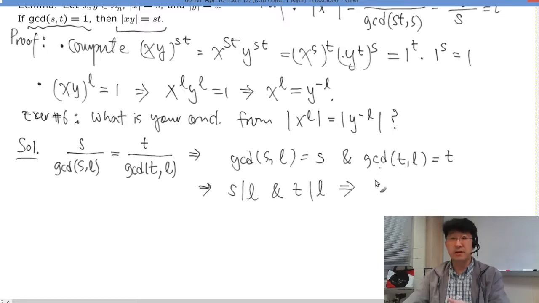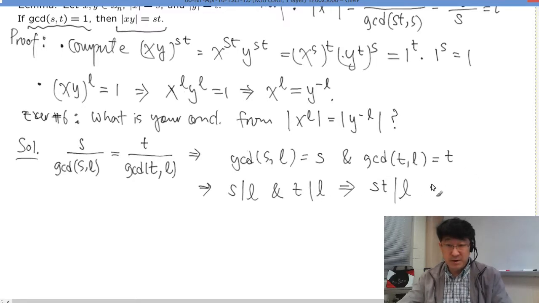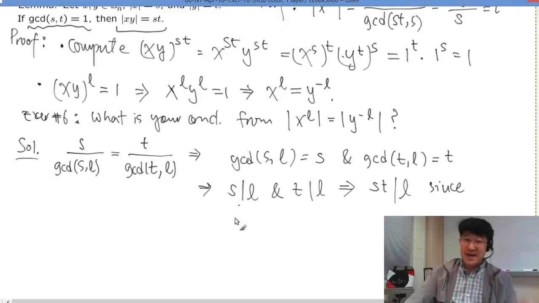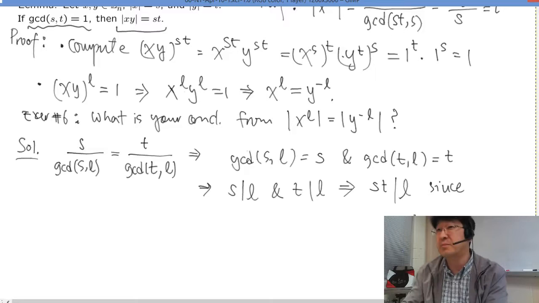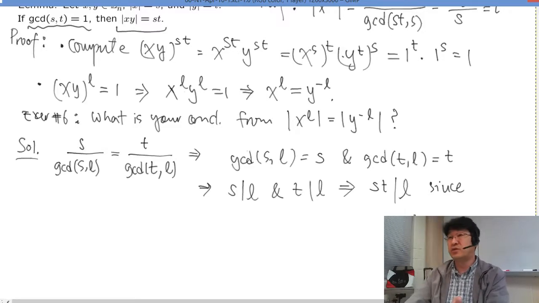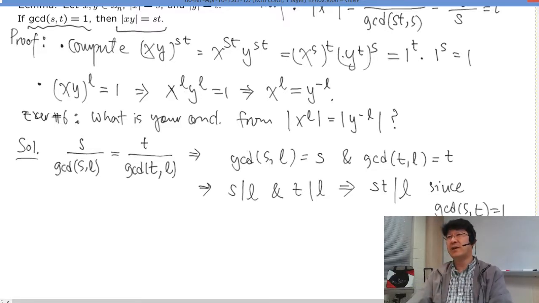All right, what's the conclusion here? What divides L? S times T. And what is the important condition we're using right here again? Because if S divides L and T divides L, S times T divides L, what's the counterexample? It is not in general true. GCD of S and T is equal to 1. That was the key here. GCD of S and T equals 1 allows you to conclude that the product divides L, right?